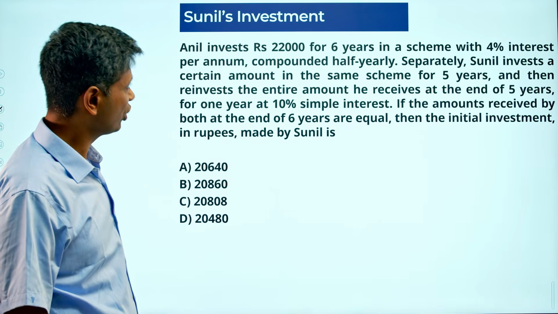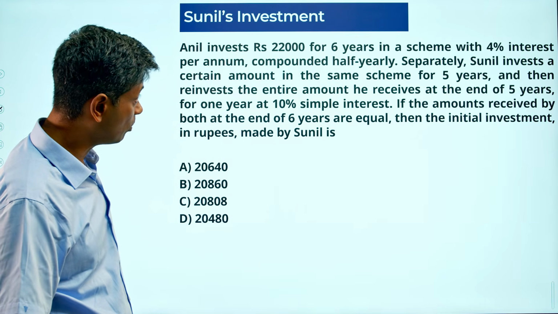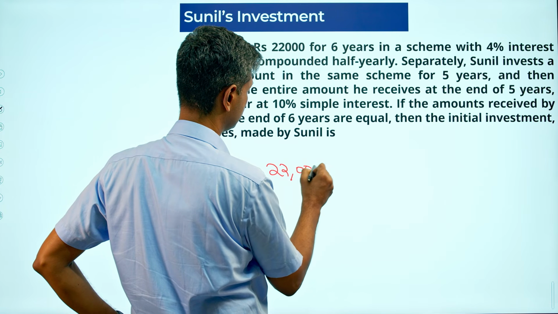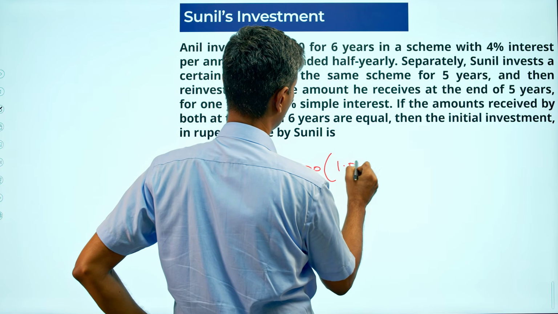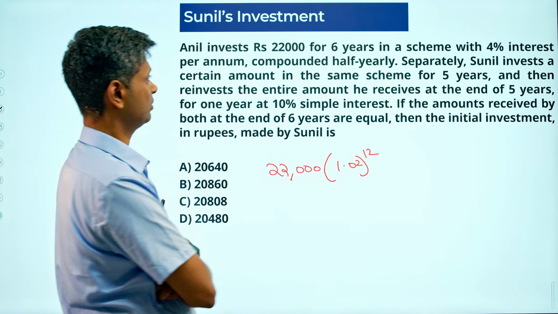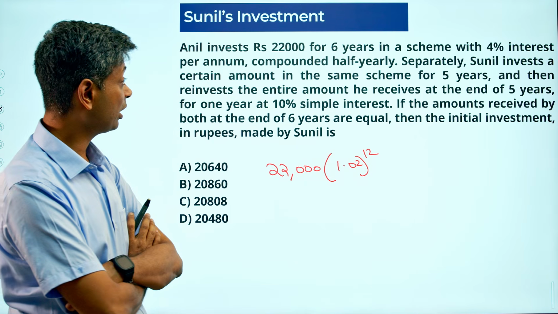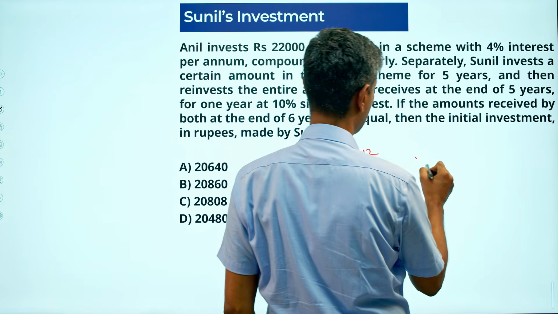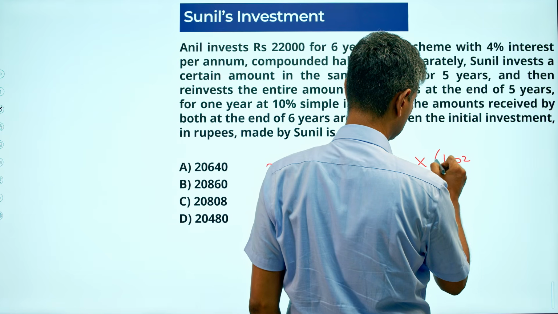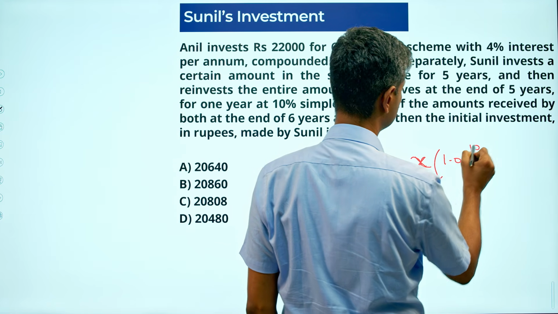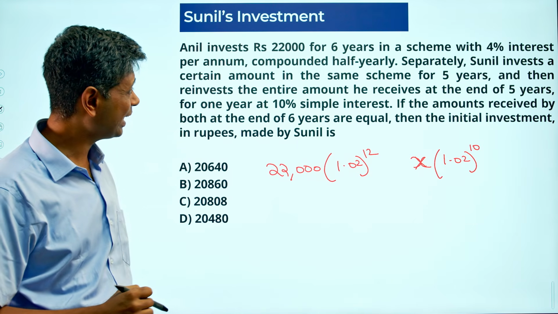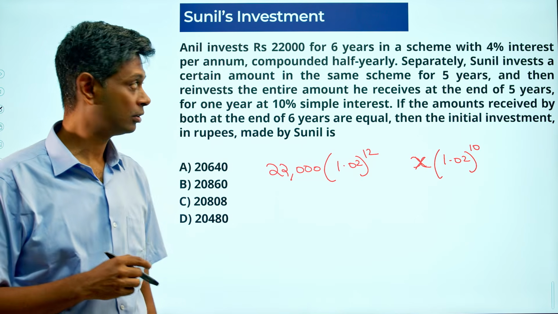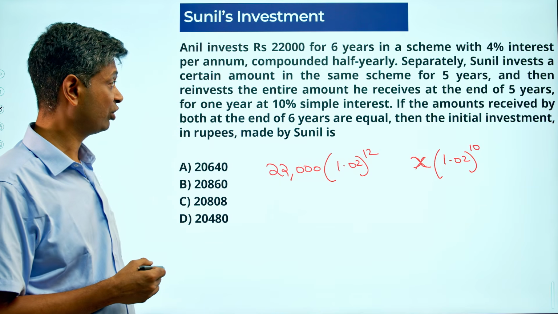Anil invests 22,000 for 6 years in a scheme with 4% interest per annum, compounded half yearly. Okay, so Anil will get 22,000 into 1.02 to the power 12. 4% per annum, compounded half yearly. Right? Separately, Sunil invests a certain amount in the same scheme for 5 years. So Sunil invests some x into 1.02 to the power 10 and then invests the entire amount he receives at the end of 5 years for 1 year at 10% simple interest. The amounts received by both at the end of 6 years are equal.